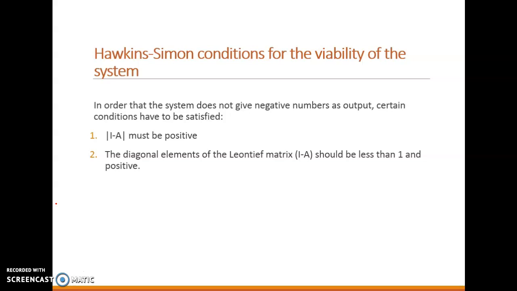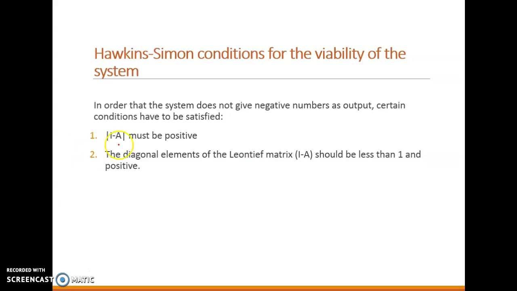For that we have the Hawkins-Simon conditions. When these conditions are satisfied, we are sure that our system will not generate any negative numbers as output, because we know that output can never be negative. So there are two conditions.